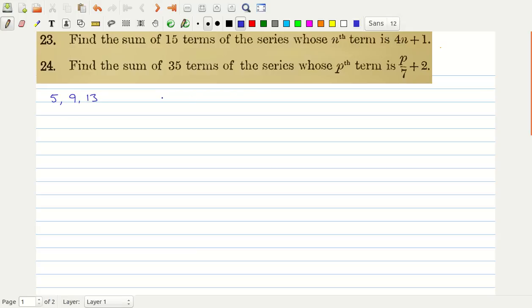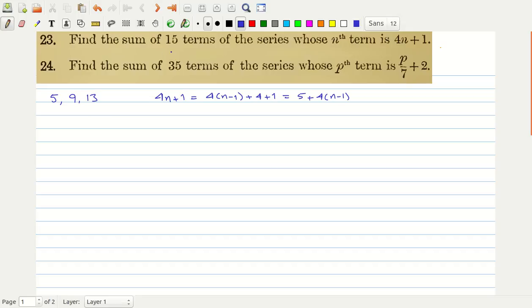And also we know that 4n plus 1 can be written as 4 into n minus 1 plus, if you have minus 4 here, you have to add plus 4 and you have plus 1 here. So this can be written as 5 plus 4 times n minus 1. Now this is a form of an AP where the first term is 5, the common difference is 4, and the nth term is 5 plus n minus 1 times 4, right? And we have to simply find the sum of the 15 terms of this AP.